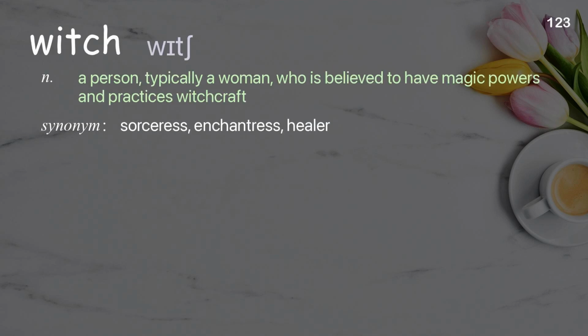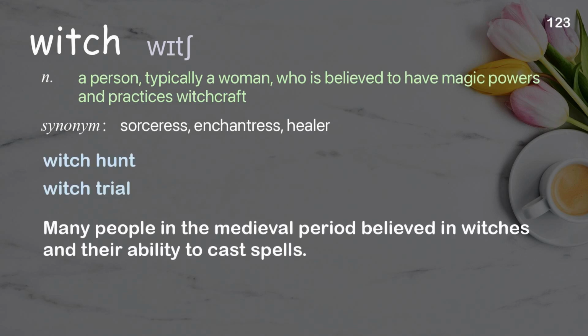Witch. A person, typically a woman, who is believed to have magic powers and practices witchcraft. Examples: Witch hunt. Witch trial. Many people in the medieval period believed in witches and their ability to cast spells.